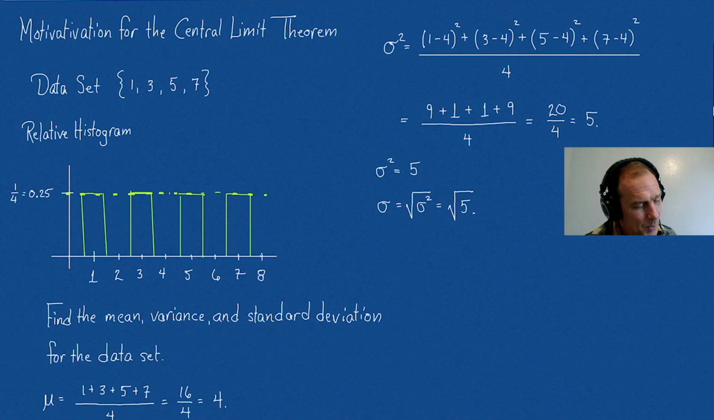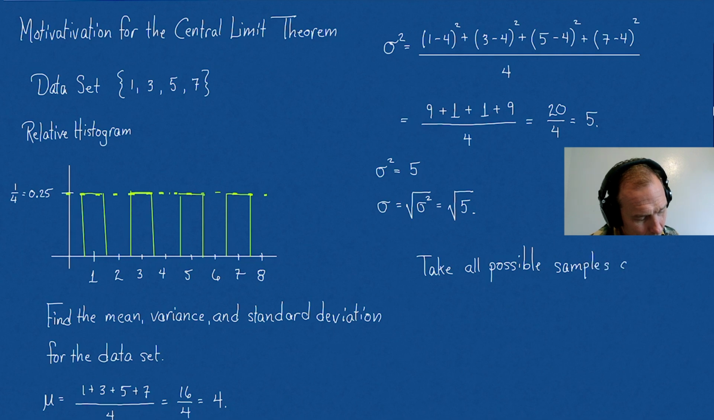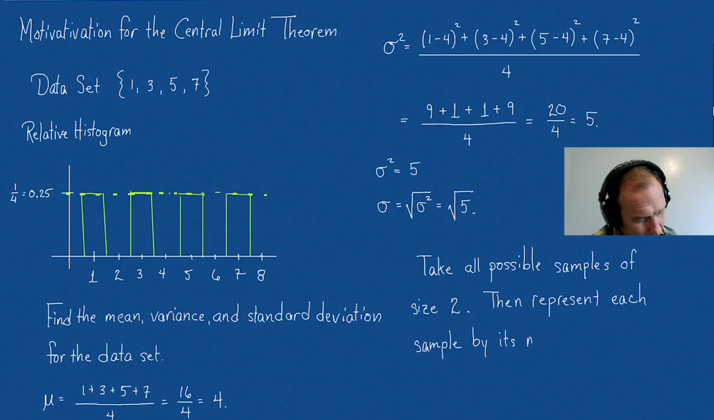So here we go. What we're going to do is now we're going to take all possible samples of size 2, then represent each sample by its mean, x bar.